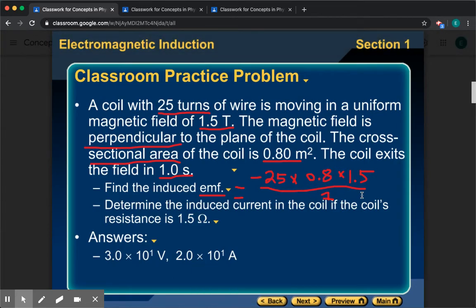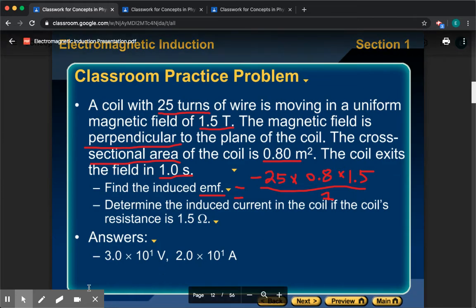Okay, so you plug all this into your calculator. 25 times 0.8 times 1.5, divide that by 1, and you get 30. This is equal to 30, which is what they got. They got 3.0 times 10 to the 1, and this is their voltage. 3.0 times 10 to the 1 is 30. We just got 30. Technically it's negative 30. I'm sorry, this should be a negative 30.